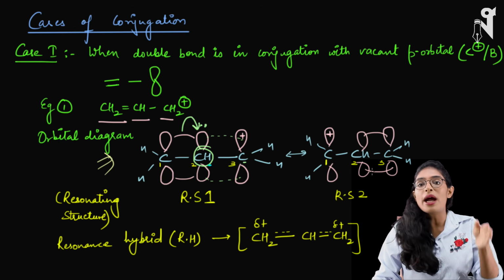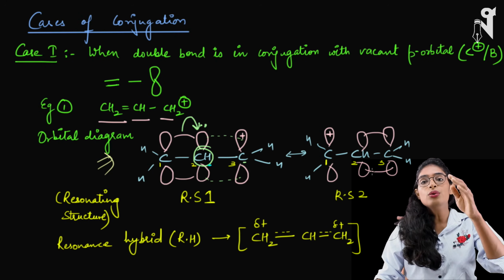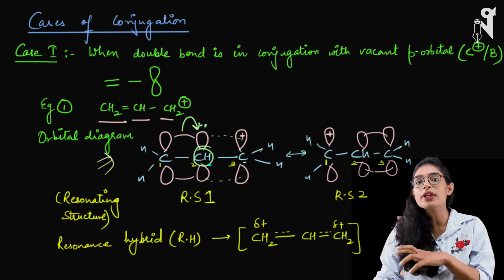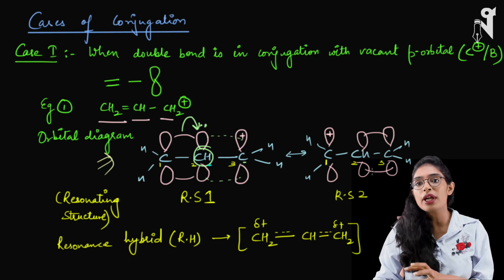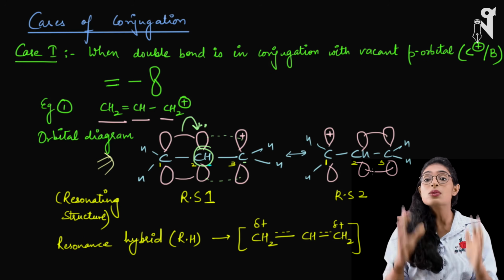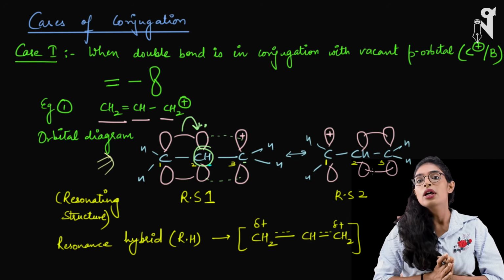So what we can see, the pi bond has got shifted from 1-2 to 2-3. This kind of shifting has happened. There is no actual shifting, but it looks like the shifting has happened, and this is what is called delocalization of pi electrons.